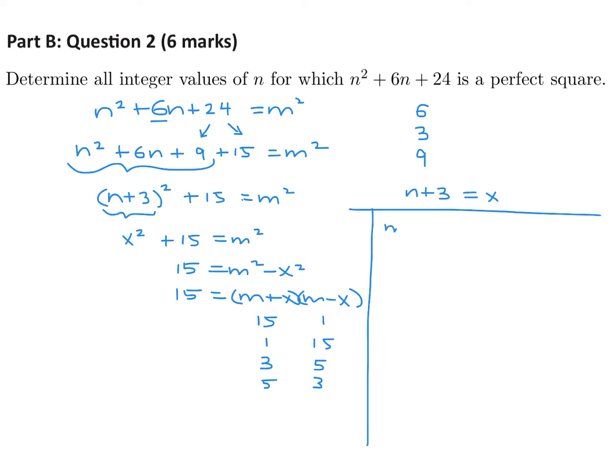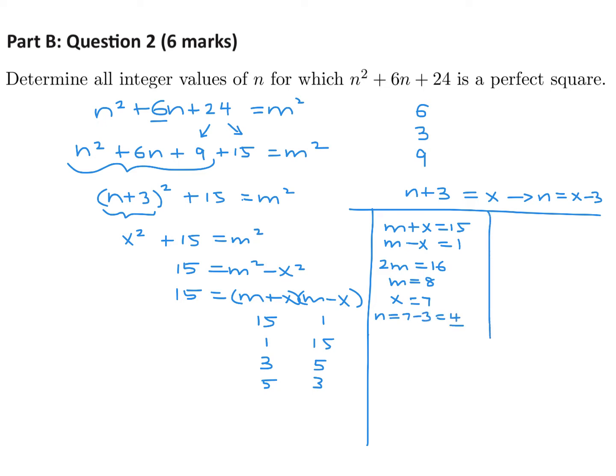So let's first start off with m plus x is 15, and m minus x is equal to 1. Okay, so if you add these two, you get 2m is equal to 16. Therefore, m is 8. Substitute that back into either of those original equations, and you get x is equal to 7. So they want the value for n, right? Well, n is x minus 3. So n would therefore be 7 minus 3, which is 4. So this is one value of n.